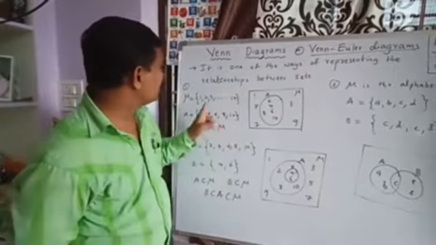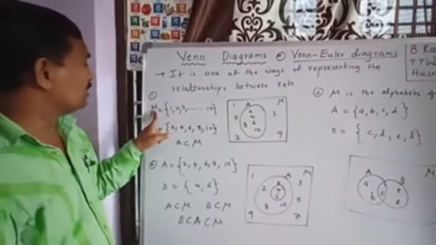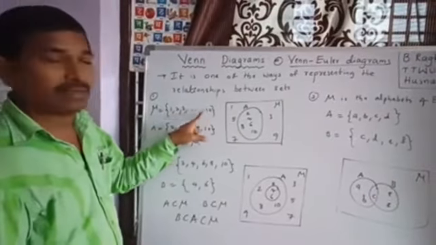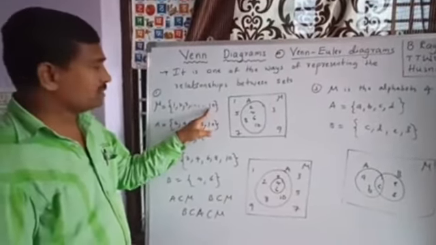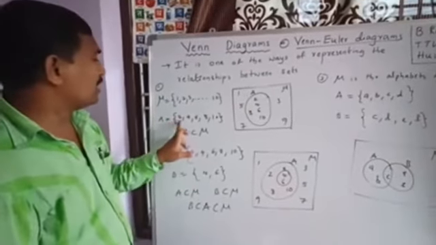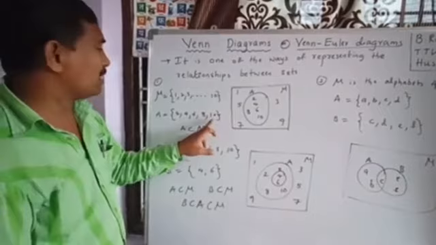Here, see, this is one. This is the universal set symbol. The universal set is 1, 2, 3, 4, 5, 6 up to 10, the 10 natural numbers. This is the universal set of this problem. And A is one set: positive even numbers up to 10.